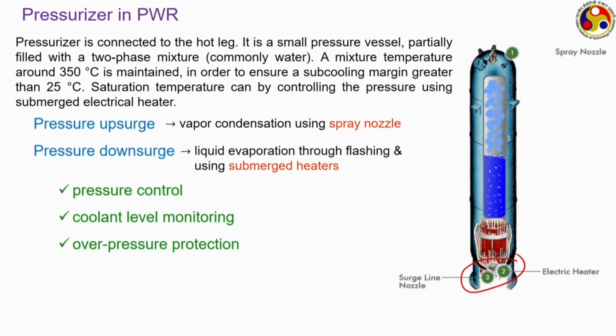And the third is over pressure protection. Somewhere here on the top of the pressurizer there will be a safety valve. If there is a certain over pressure in the system which the pressurizer is also not able to take care of, this over pressure protection valve opens, allowing some steam to escape. You can think of this as analogous to the safety valve that we have in a pressure cooker. Whenever the pressure inside is high, the safety valve opens, allowing some steam to escape and thereby gaining the equilibrium back.